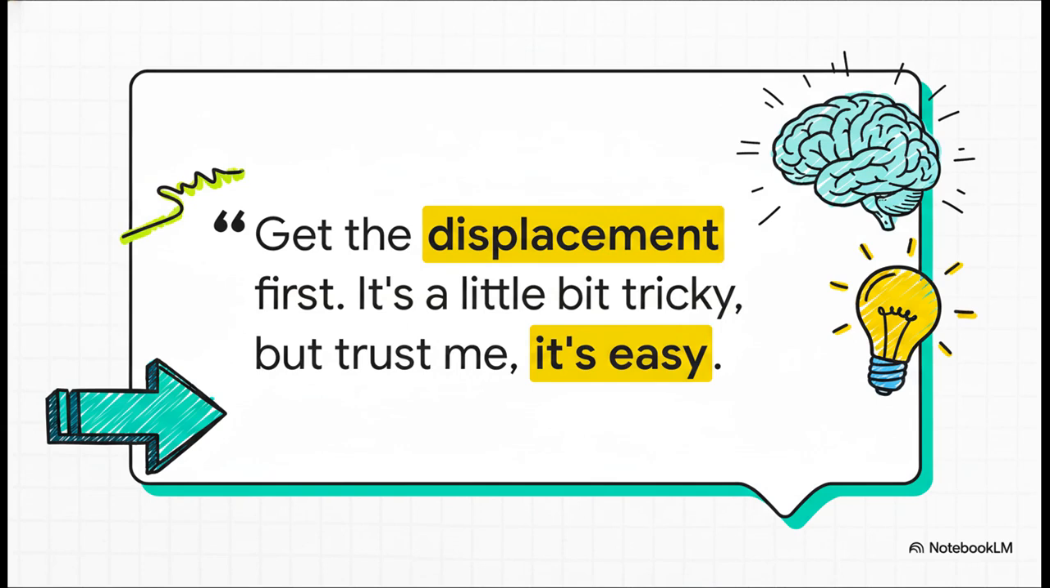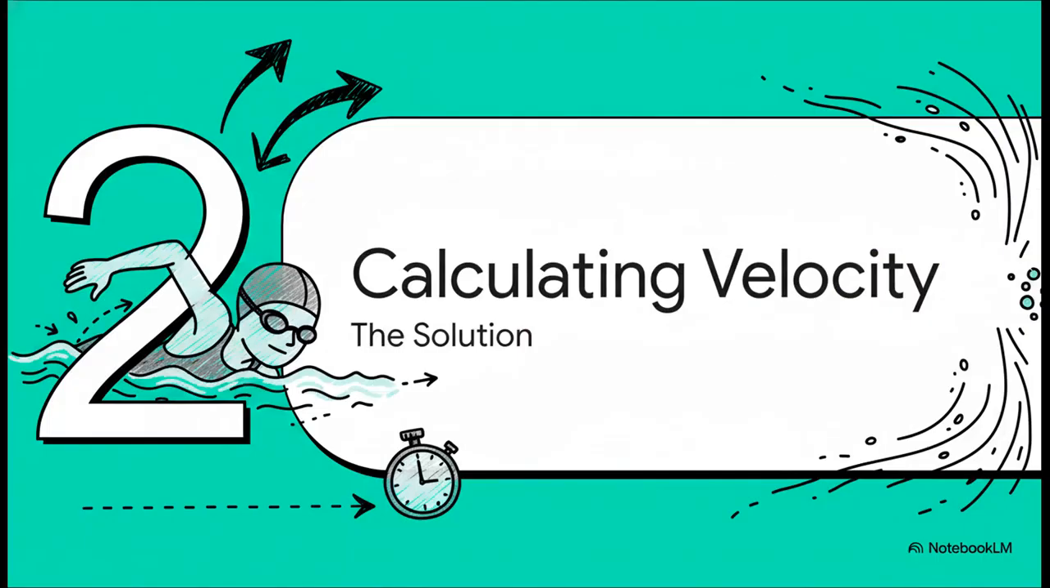You know, the source material for this really nails it with this quote: "Get the displacement first." And it's so true. It might feel a little weird at first, a little bit tricky, but trust me, once you make that mental shift to focus on displacement, the rest is just easy. It's totally straightforward. You've got this. All right, so we've cracked the code, we've figured out the tricky part, we now have the correct number to work with, our displacement. And that means we can finally calculate the swimmer's velocity.